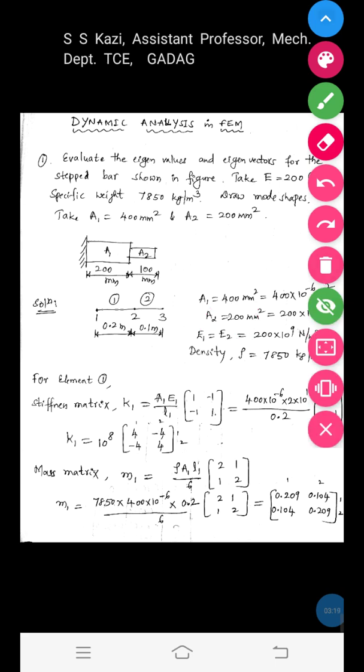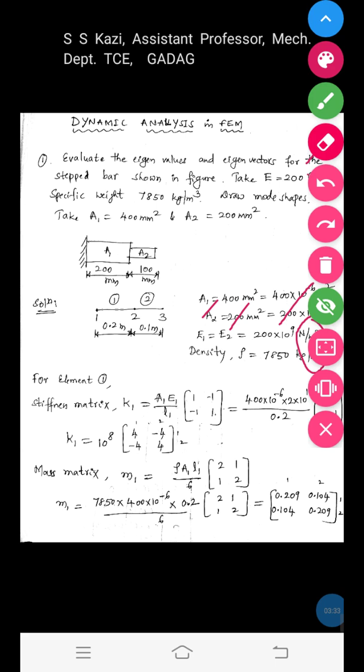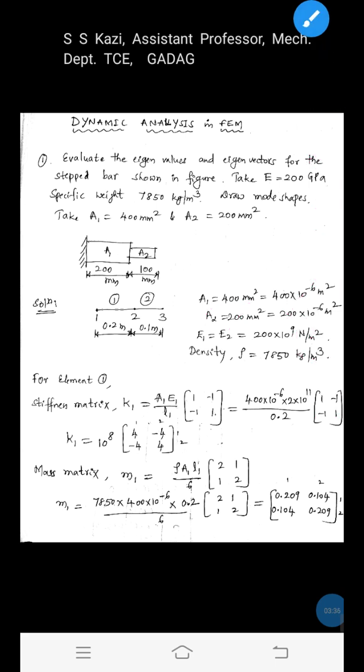Likewise Young's modulus for both the elements is the same, that is 200 GPa, gigapascal. Giga is nothing but 10 raised to 9. You can write it as 200 into 10 raised to 9 pascal. Pascal is nothing but Newton per meter square. Now next, density, no need to convert, it is given in terms of meters as well as mass kgs, 7850 kg per meter cube.